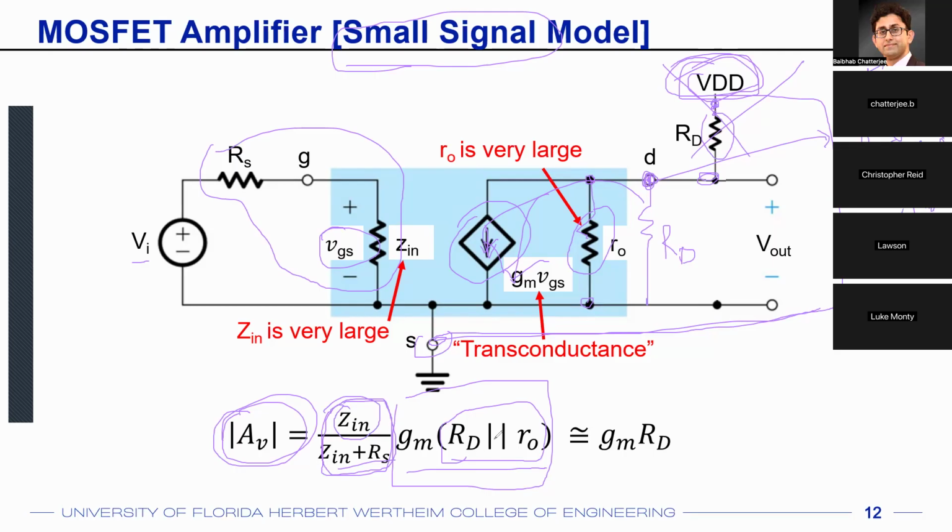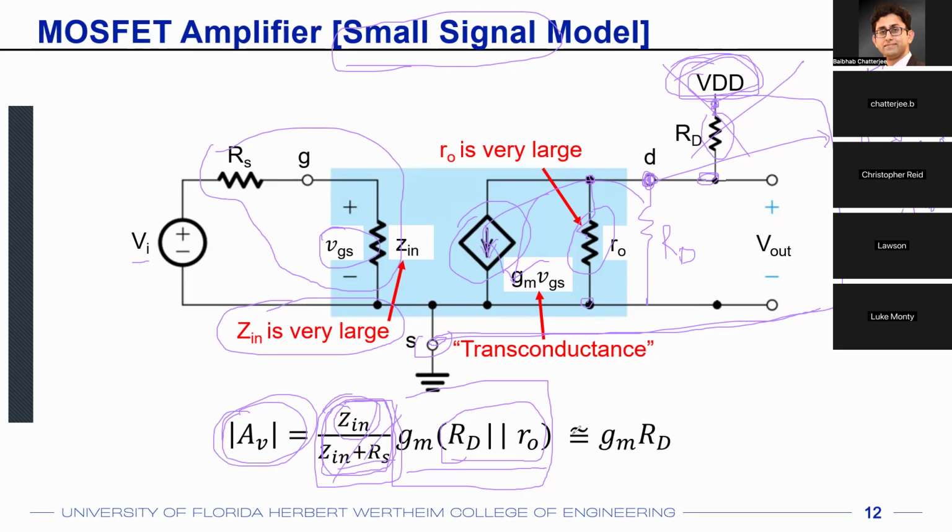Now, if your Zin is very high and RD is much lower than RO, because RO is a resistance in parallel with the current source, ideally it should be an infinitely large resistance. So if RO is very high compared to RD, then RD in parallel with RO is just going to be RD. So gm times RD in parallel with RO is just going to be gm RD. And of course, if your Zin is very large, as for a MOSFET, this first term will also go away. So your voltage gain will be very close to gm times RD.